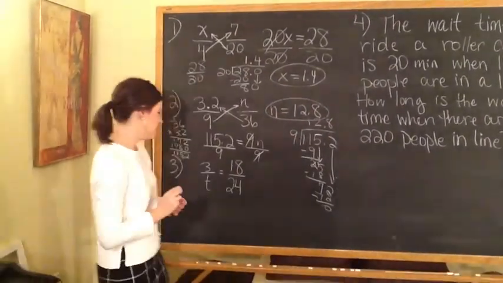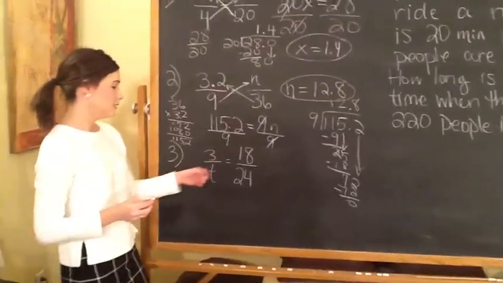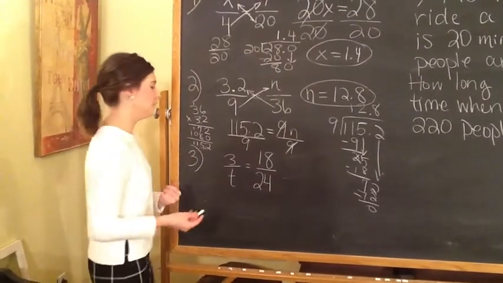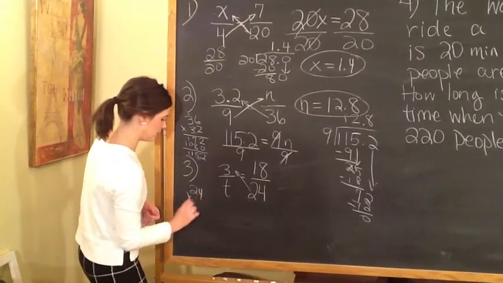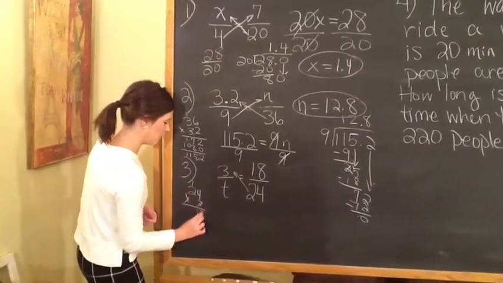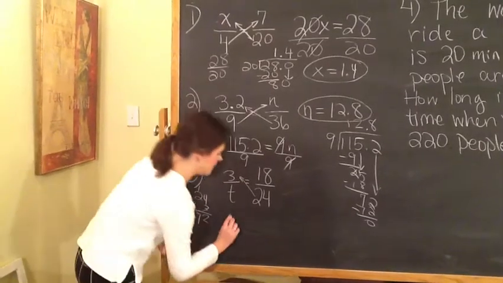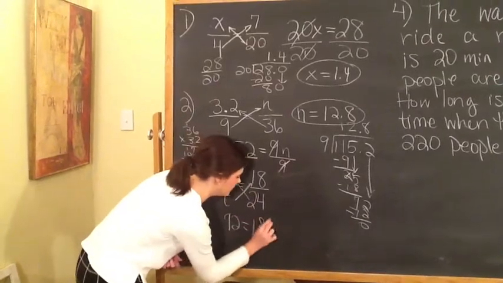Alright, let's go ahead and continue. Our last problem is 3 over t equals 18 over 24. So we're going to use our cross product method to solve. So we're going to do 24 times 3. 3 times 4 gives you 12. 3 times 2 gives you 6 plus 1 gives you 7. So we have 72 equals t times 18, which gives you 18t.